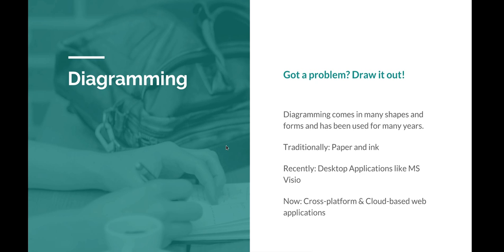With the creation of computers, we have desktop applications now, like Microsoft Visio, that can help us do that more quickly. And it looks cleaner most of the time, and it can be shared across the world. But how can we do this even more efficiently? We can do this by using two emerging technologies, which are cross-platform and cloud-based web applications.